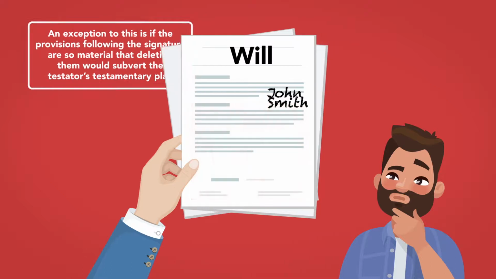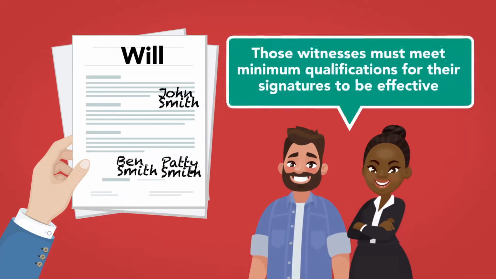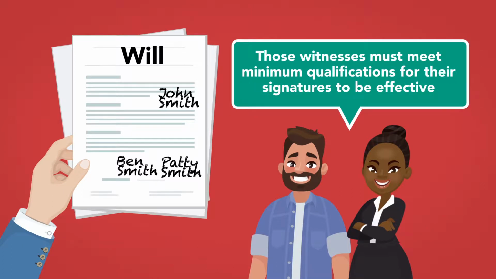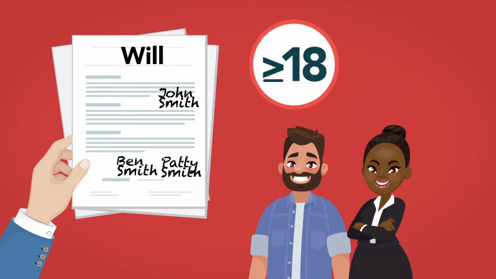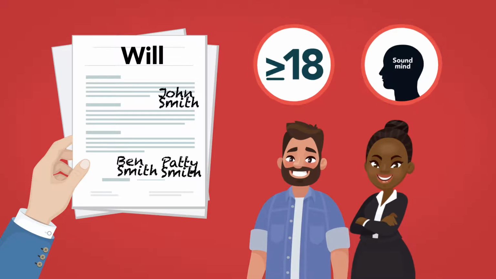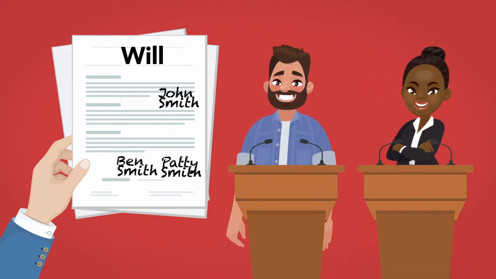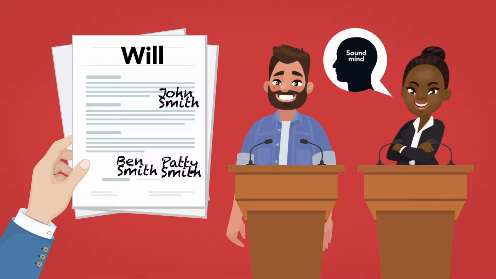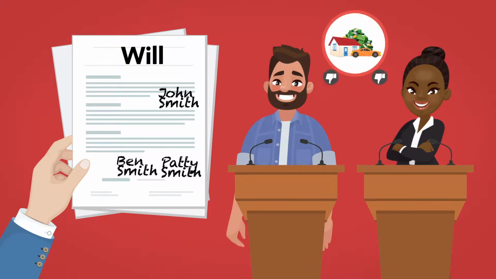A valid will must also be signed by at least 2 witnesses. Those witnesses must meet minimum qualifications for their signatures to be effective. This often means witnesses must be over age 18 and of sufficient mental capacity to understand the nature of what they are doing, so that if needed, they can testify in court as to their actions and the testator's competency. Witnesses are also often required to be disinterested parties who are not beneficiaries of the will, although some states will allow interested witnesses to prove the validity of a will if the gifts to them are voided.